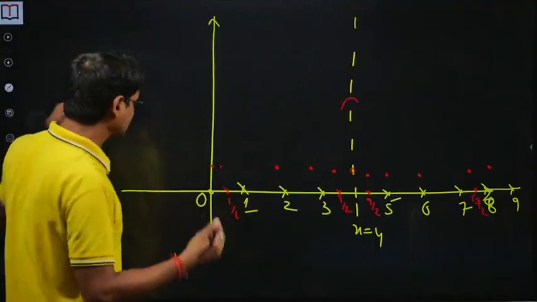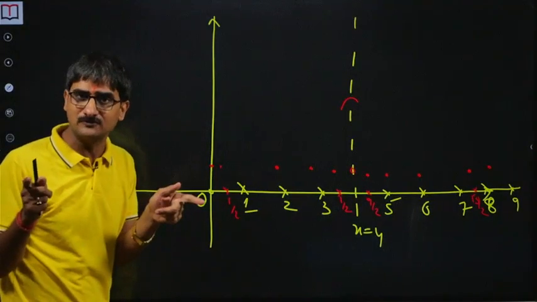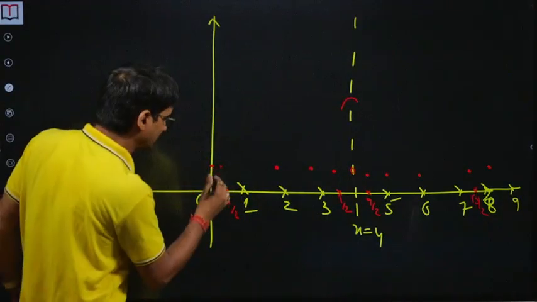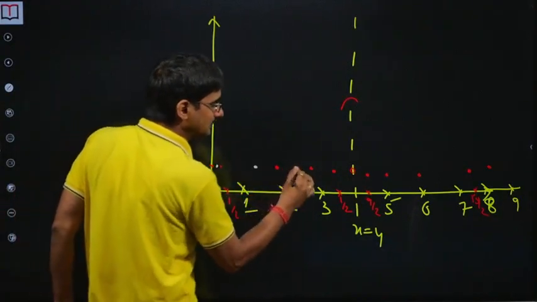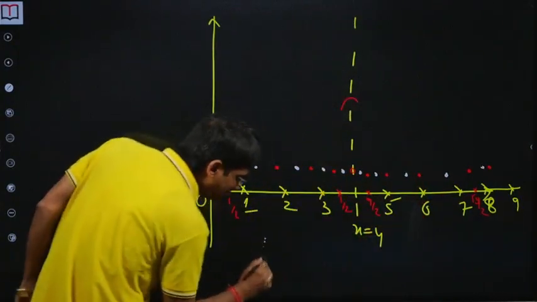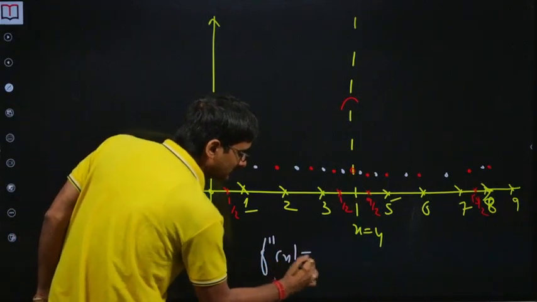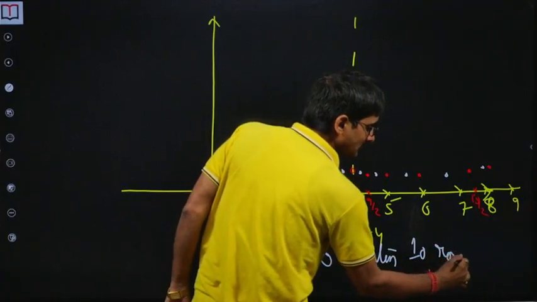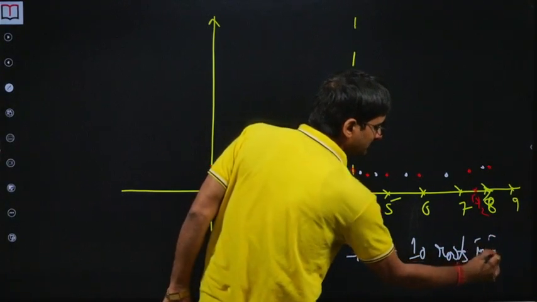Now, using Rolle's theorem, we know between any two zeros of a function, its derivative will have a root, minimum one root. So minimum one root here, 2, 3, 4, 5, 6, 7, 8, 9, 10. So f double dash x equals 0 has minimum 10 roots in the interval 0 to 9.